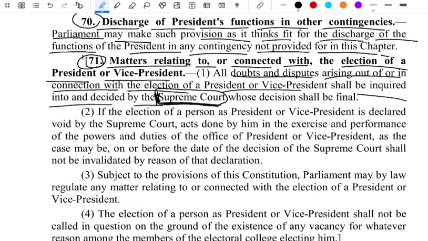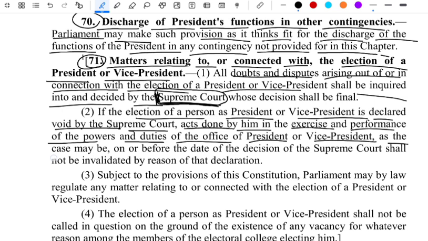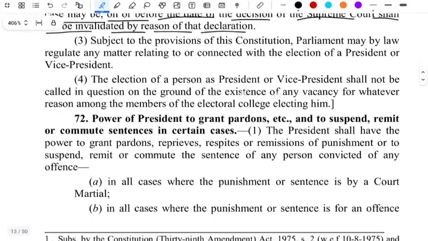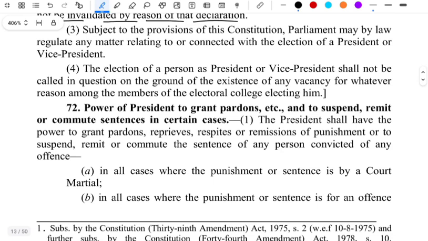Okay, if the election of a person as president or vice president is declared void by the Supreme Court, acts done by him in the exercise and performance of his powers and duties of the office of the president or vice president, as the case may be, on or before the date of the decision of the Supreme Court, shall not be invalidated by reason of this declaration. So if any president is declared void, then the work done by him before the judgment shall remain in force, it will not be nil and void.